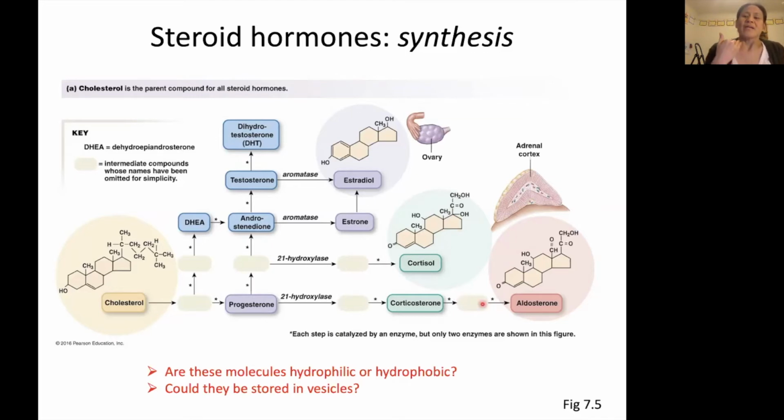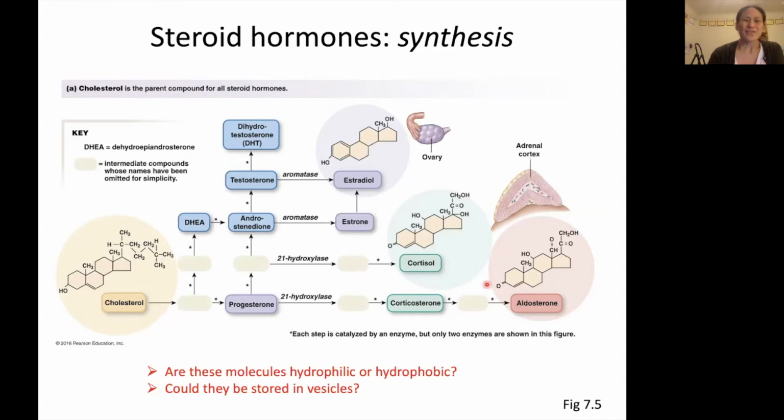Since they're hydrophobic and since membranes are also hydrophobic, these molecules are going to easily be able to cross membranes, right? So if you try to store it in a vesicle, it's just going to cross through that membrane and leave the vesicle, okay? So it's not going to work to store it in a vesicle.